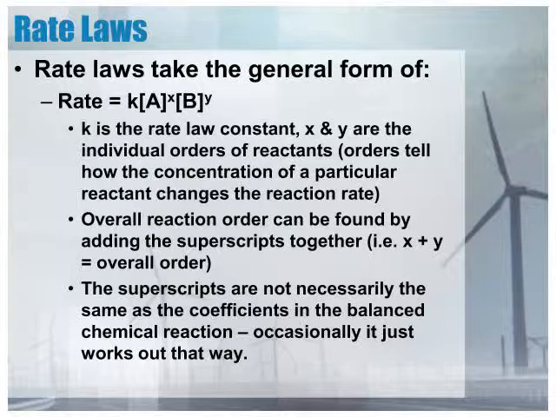X and Y are the orders of the reactants, and that means how does one reactant cause a bit more of a change than the other reactant. The overall order is, once you find your rate law, you just add your superscripts together, and we're going to do that together. We're going to calculate a rate law. We're going to do the overall, and we're also going to calculate K. And the superscripts are sometimes the same as their coefficients, but not always. So don't think that you can just look at a reaction and figure out what the rate law is based on the balanced chemical equation.